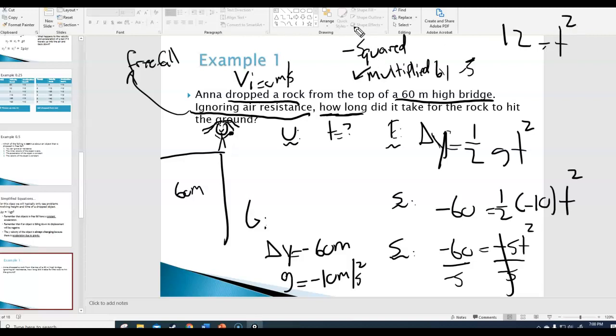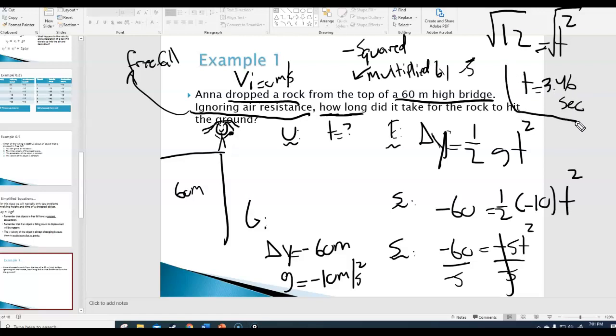And then I still have to undo that squared. And remember that the opposite mathematical operation of squared is the square root. So now for my last step, I want to take the square root on both sides. And so I do that in my calculator. I take the square root of 12 and I get 3.46 seconds.